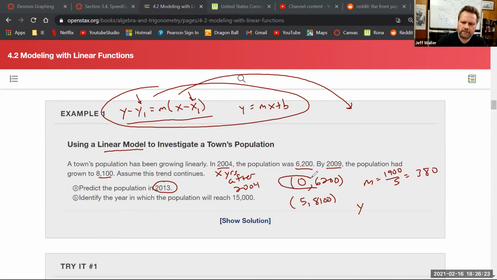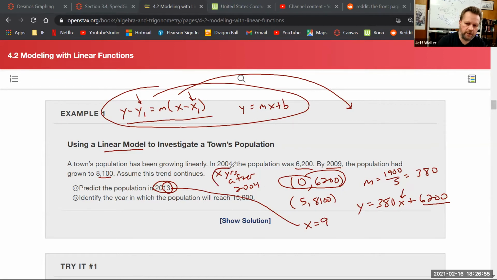But now when I go to construct my equation, it's going to be a little bit better. What's nice about this one is it's the y-intercept. So now I can just do 380x plus 6200. Why is this different from the other equation we got earlier? Because now x is not a full year. So what would I put in for 2013? What would x be for 2013? 13? No, careful. 9. Oh, 9, yeah.